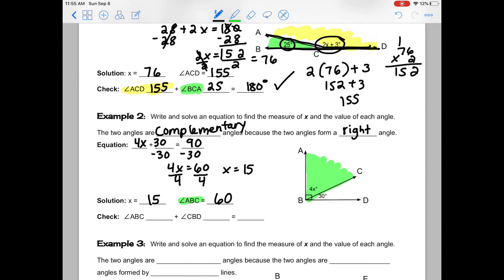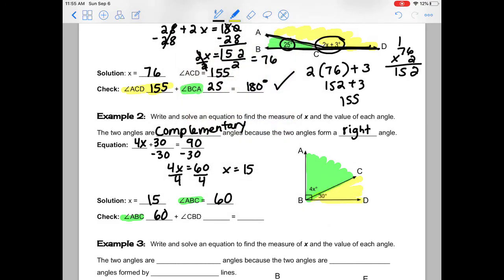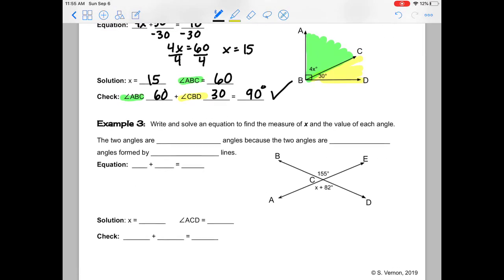So ABC we said is 60 here. And then CBD, we'll put that in yellow. CBD would be this value here, which is 30. So 60 plus 30 is 90. Yes, we are correct. And in our last example, we're going to write and solve an equation to find the measure of x and the value of each angle.